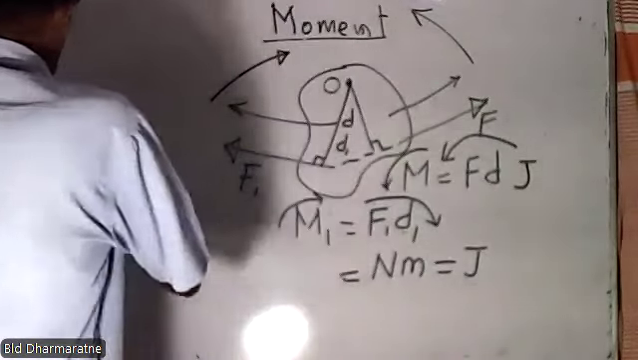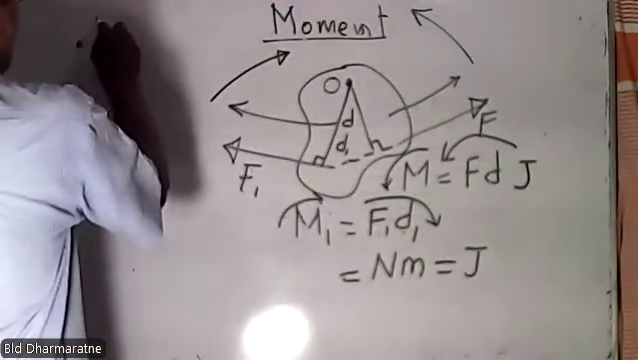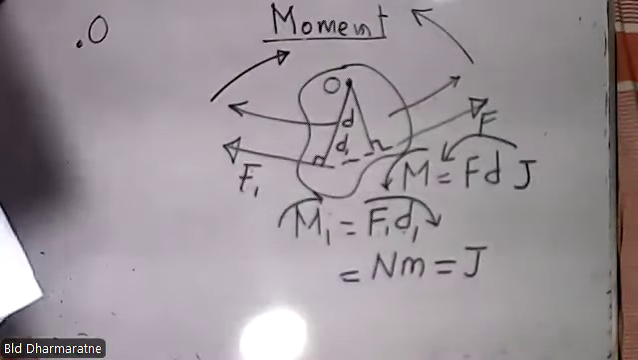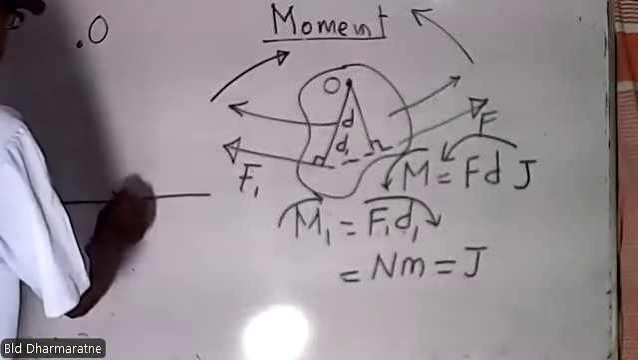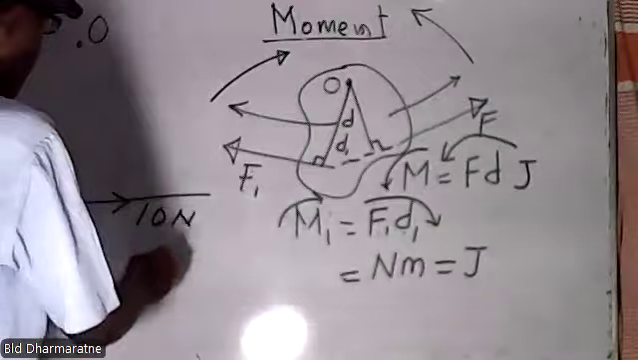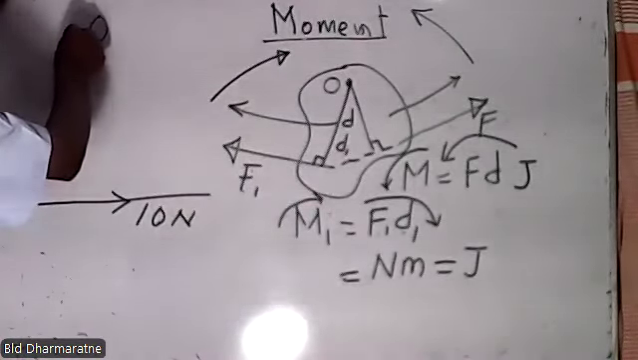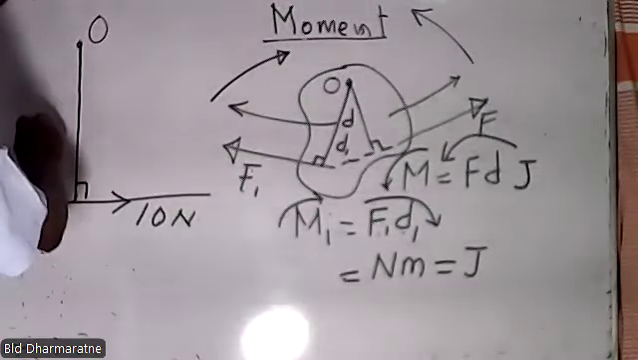Another example: this is the fixed point. A force of 10 Newton is applied in the plane, perpendicular to this line, and this distance is 2 meter.